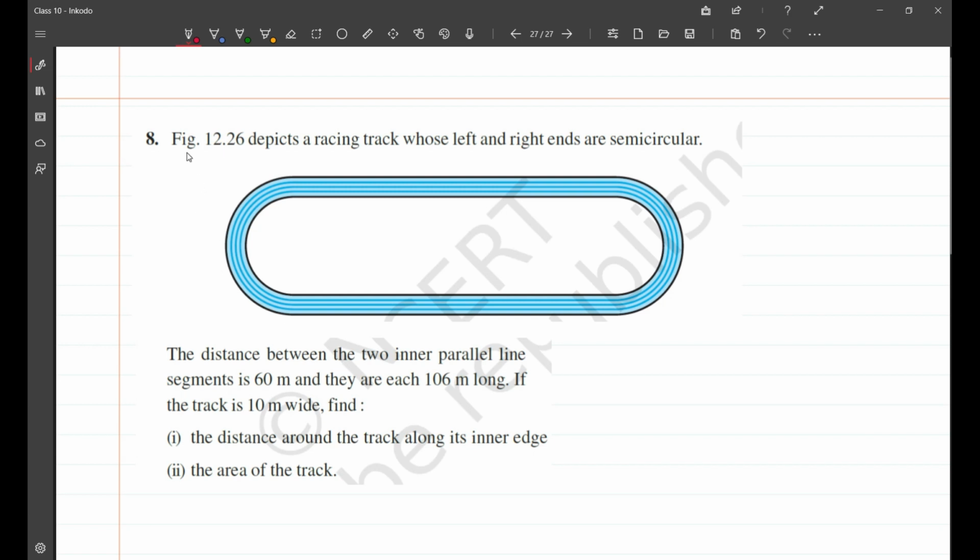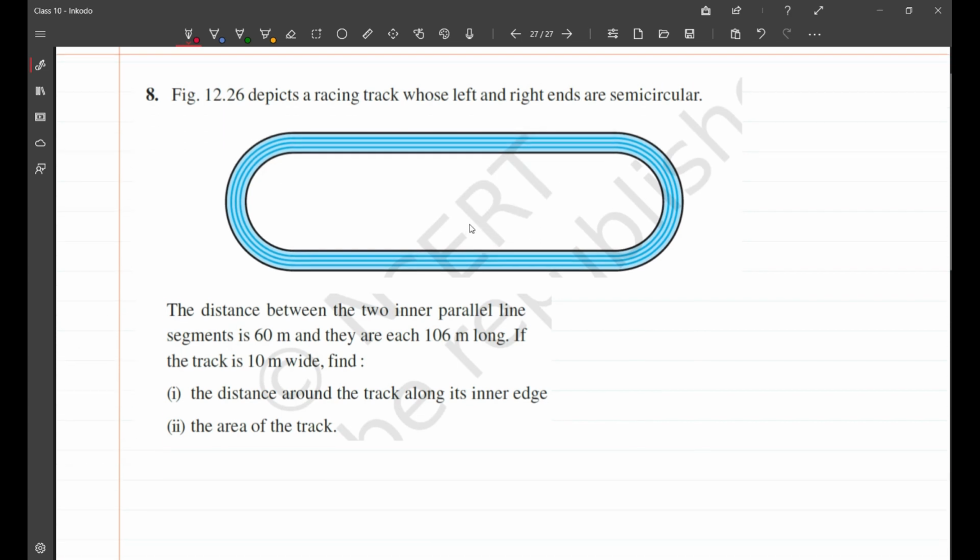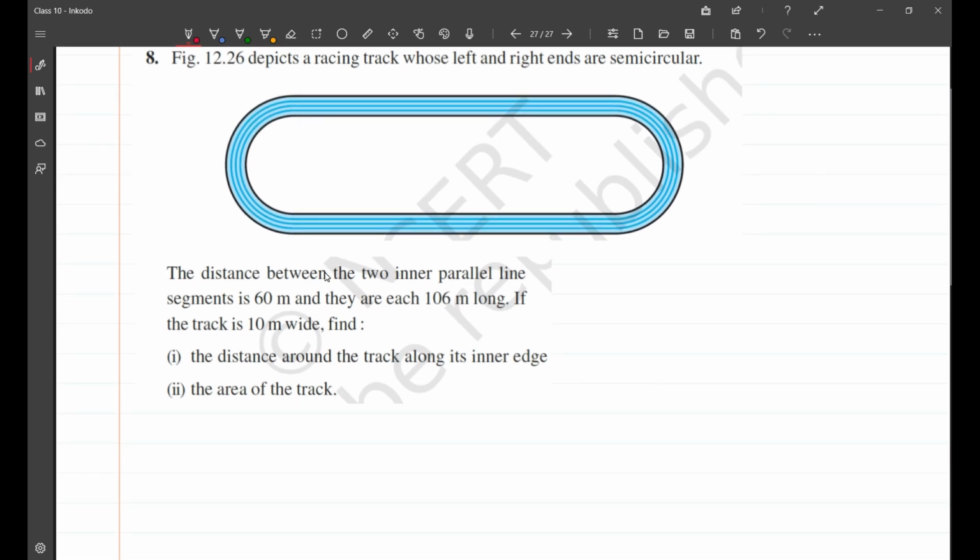Let's see. The figure depicts a racing track whose left and right ends are semicircular. It is clearly shown in the figure. And what to find out here? The distance between the two inner parallel line segments is 60 meter and they are each 106 meter long. If the track is 10 meter wide, find the distance around the track along its inner edge. Second part is find the area of the track.